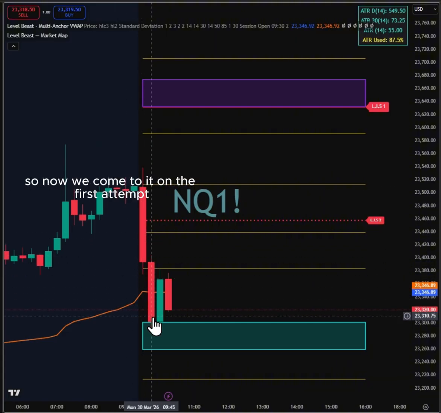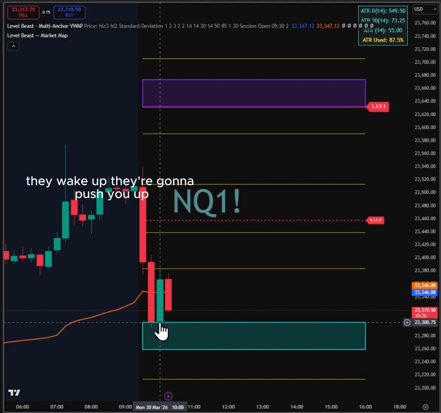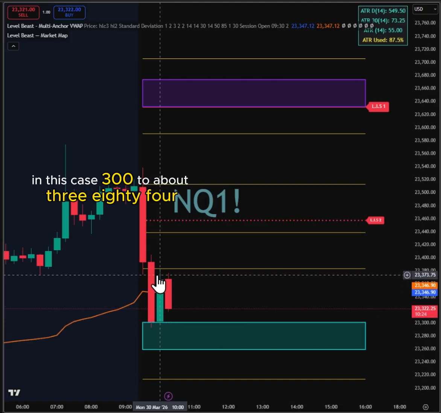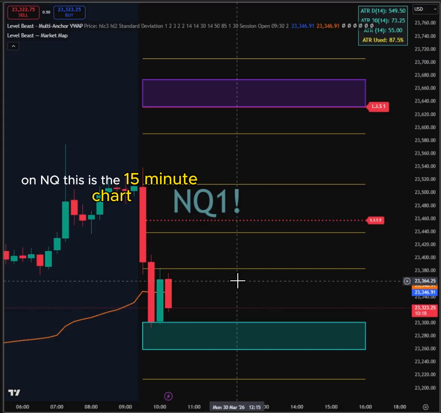So now we come to it. On the first attempt, we know the buyers are going to basically wake up. They wake up, they want to push you up. In this case, 300 to about 384. You got an 84-point move. 84 points on NQ. This is the 15-minute chart.